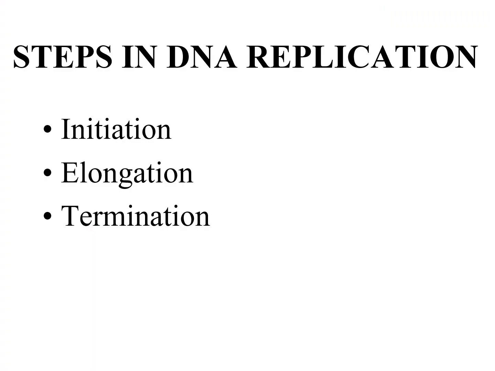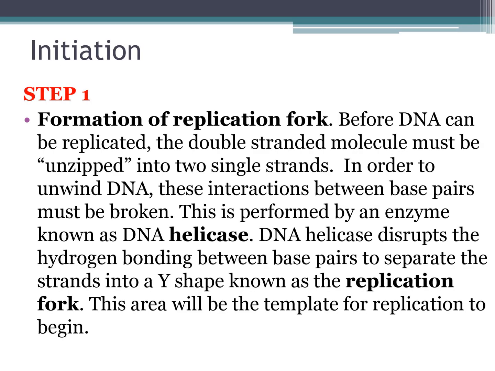The steps in DNA replication are initiation, elongation, and termination. The first step is the formation of the replication fork. Before the DNA can be replicated, the double-stranded DNA molecule must be broken or unzipped into two single strands. So the double-stranded DNA must be unwound. For this, the cell needs the DNA helicase enzyme. What this helicase will do is simply unwind the DNA.